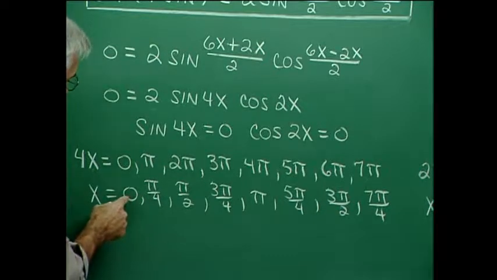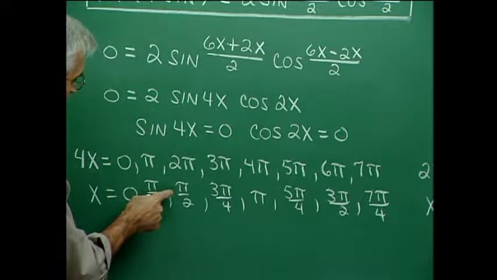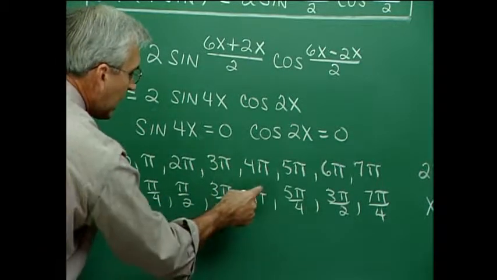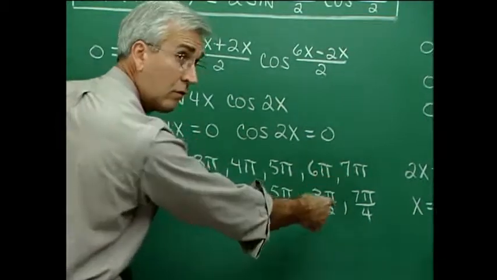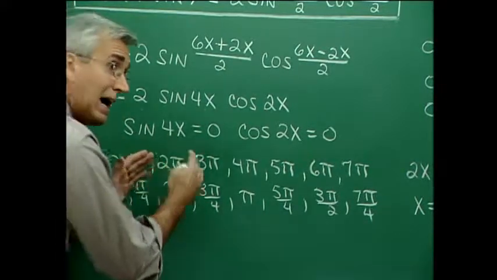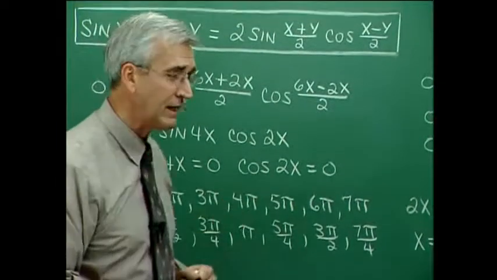This can be thought of as 0 over 4. But this is pi over 4, this is 2 pi over 4, 3 pi over 4, 4 pi over 4, 5 pi over 4, 6 pi over 4, 7 pi over 4. You see, all of these are just various values of pi over 4. Now let's look at it and verify the idea on the calculator.